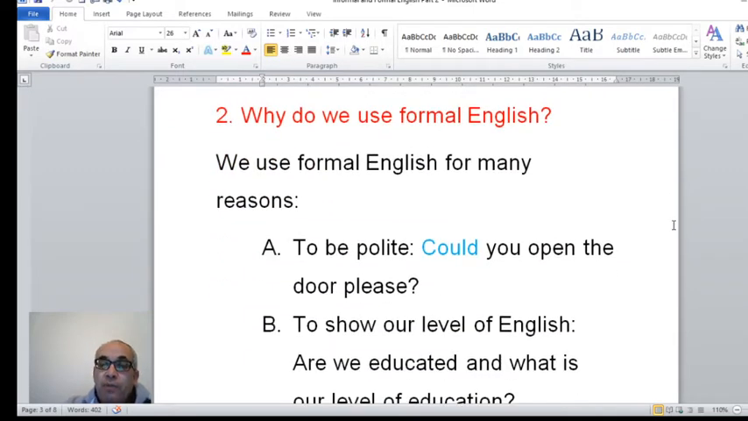Why do we use formal English? We use formal English for many reasons. Why do we use it? To be polite. Could you open the door, please? So could is formal and it is polite.